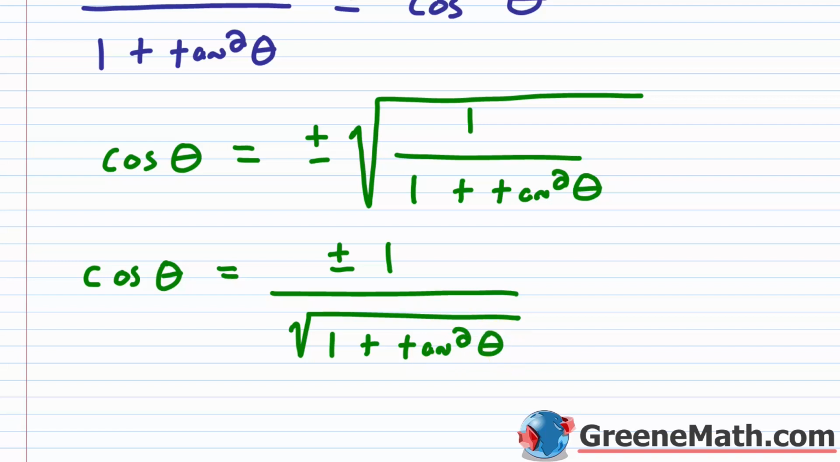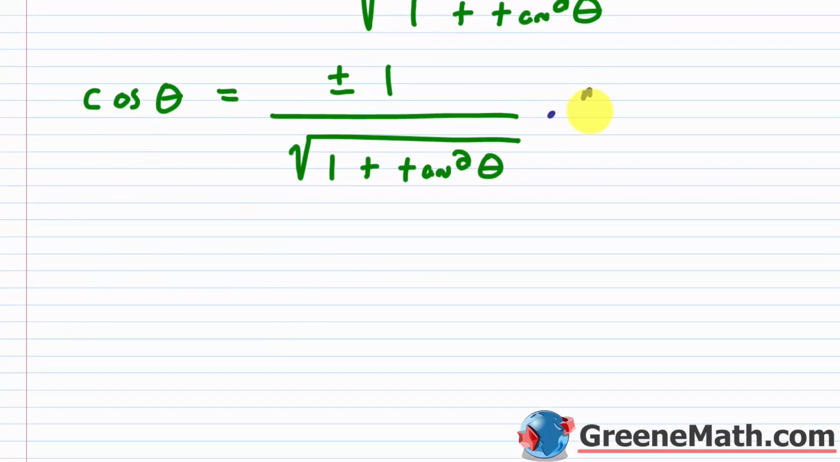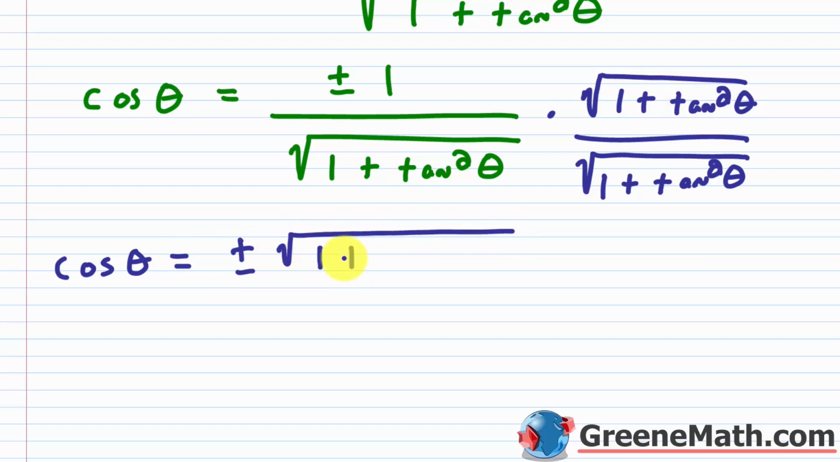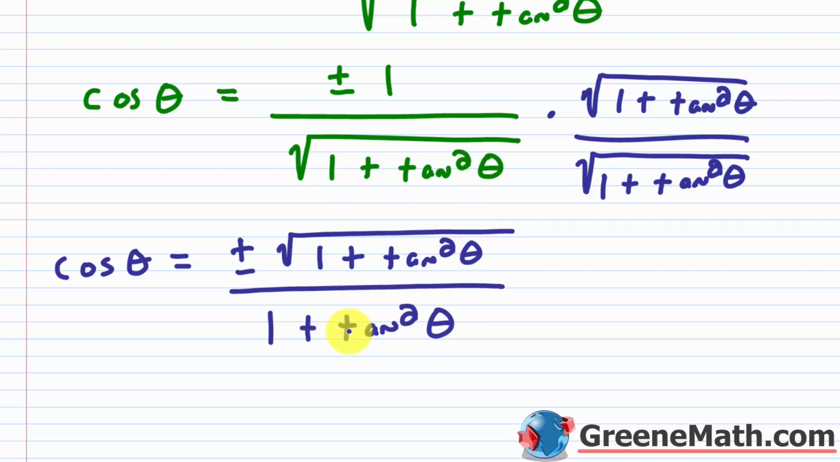Okay, we want to always rationalize our denominator. So I'm going to multiply this by the square root of 1 plus tangent squared theta over the square root of 1 plus tangent squared theta. That's just going to rationalize the denominator. So cosine of theta is equal to plus or minus, remember, 1 times anything is just itself, so the square root of 1 plus tangent squared theta over, this times this gives me the radicand, 1 plus tangent squared theta. And we're done. That's the exercise here.